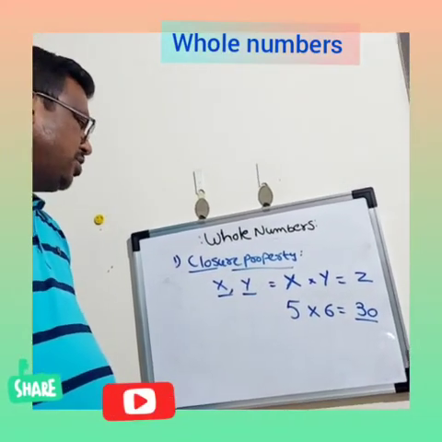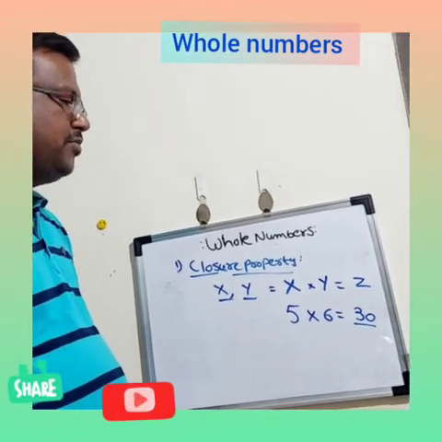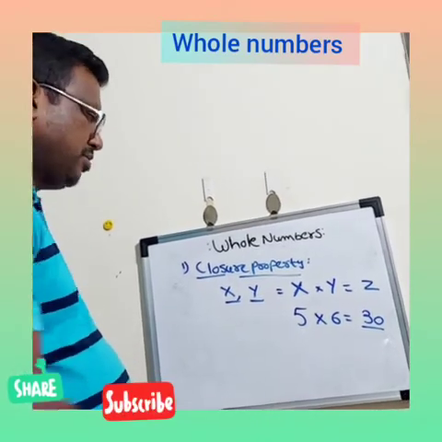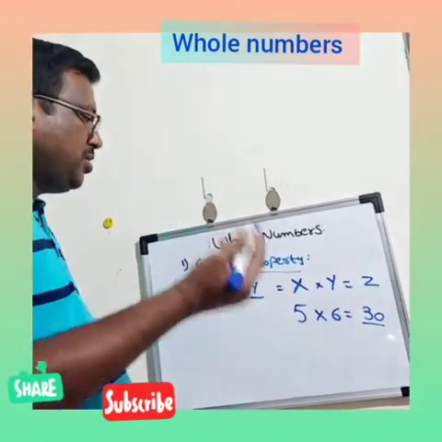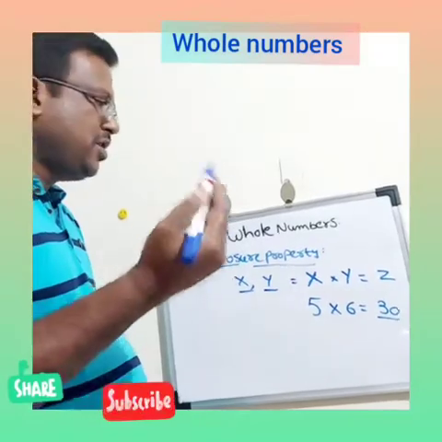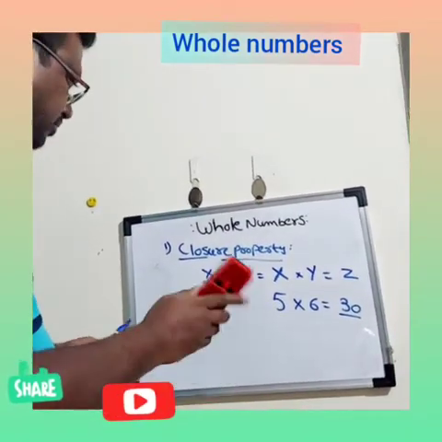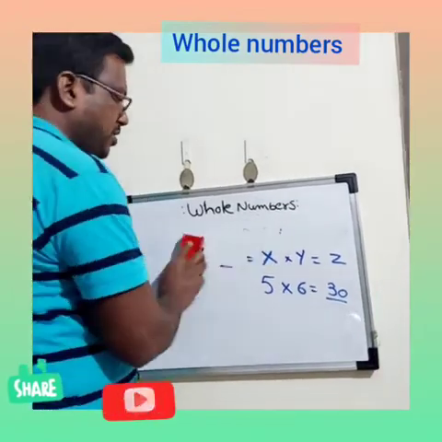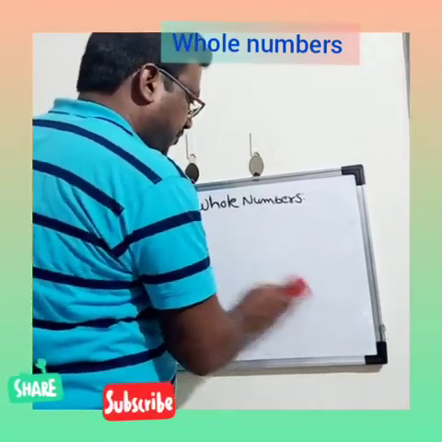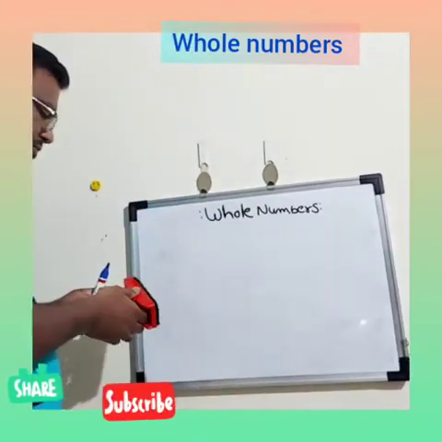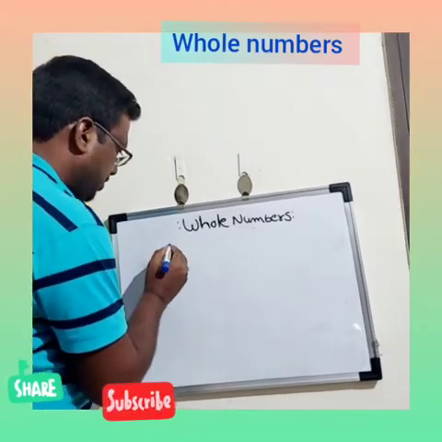So this result is also a whole number. So whole numbers follow closure property with respect to multiplication. That means when you multiply any two whole numbers, the result will also be a whole number. In a similar way, we'll discuss one more topic, that is the associative property. What is this associative property?